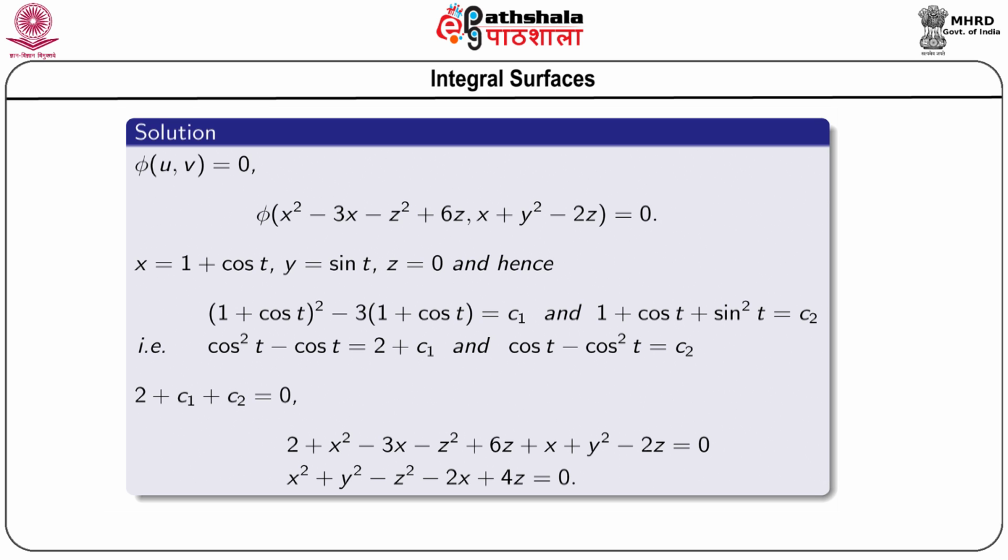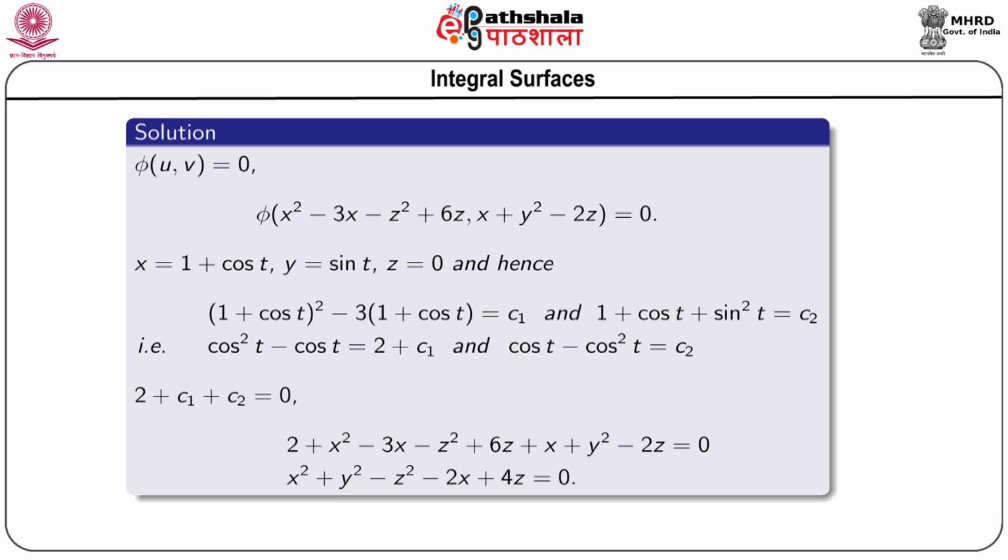Now, we are interested to find that integral surface which passes through the given circle. Now, the equation of the circle can be written in parametric form as x equals 1 plus cos t, y equals sin t, z equals 0. And if we substitute this parametric form into the one integral u equals c1, it becomes (1 plus cos t) square minus 3 into (1 plus cos t) equals c1, and v equals c2, it gives 1 plus cos t plus sin square t equals c2.